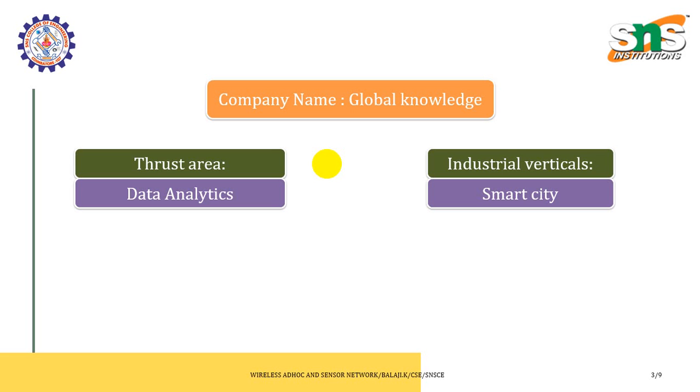And for the industry verticals, since it is a global concern, it will be supported for any tank. It may be an industry, it may be an apartment, it may be a government sector. The main purpose is making a smarter way of finding the water level. That is why it comes under the industry vertical of smart city.